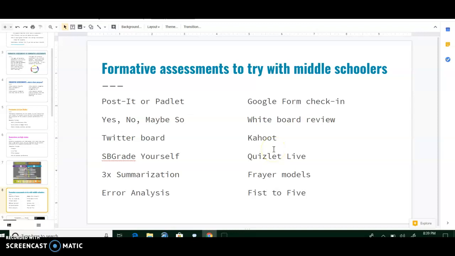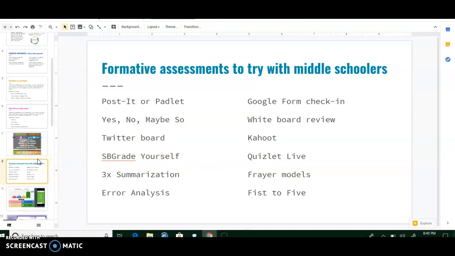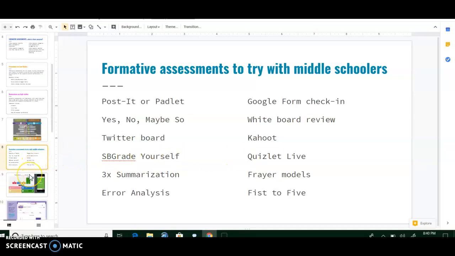A Frayer model that shows what a definition of something is, what it isn't, an example and a non-example. And a real quick one that would be easy at an elementary level would be a Fist to Five, where students identify how comfortable they feel with a new concept.